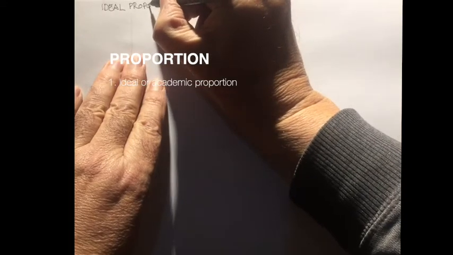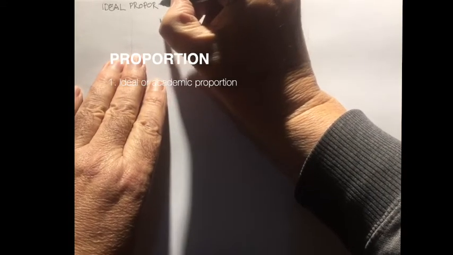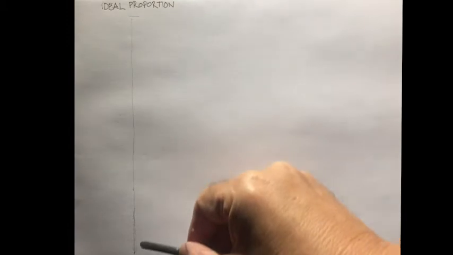Now, ideal proportion does not mean perfect proportion or desired proportion. It just means proportion based on an idea or proportion based on measurements. And that is basically all that it means. So, the human figure is normally considered as being made up of 7.5 heads.